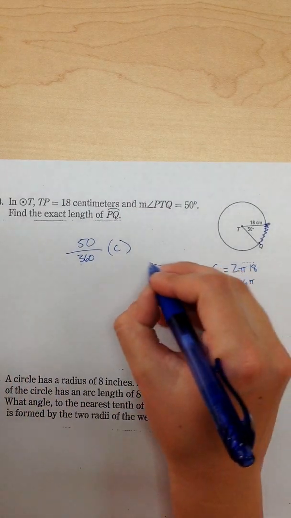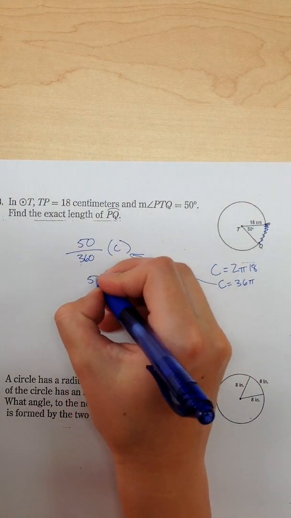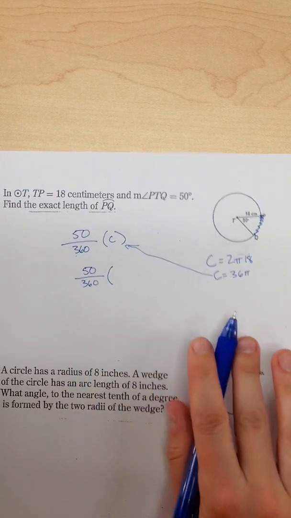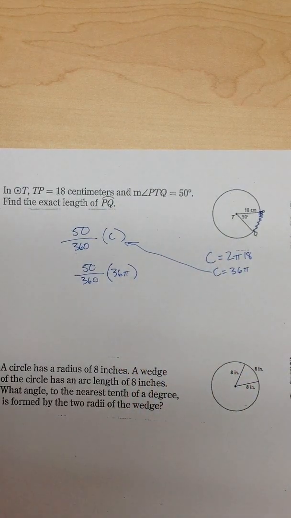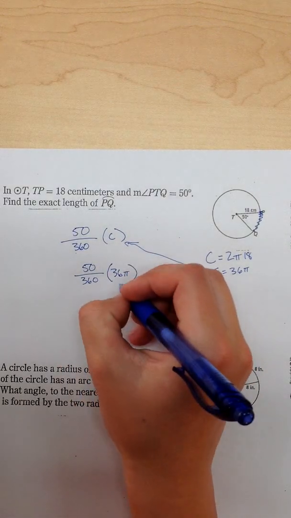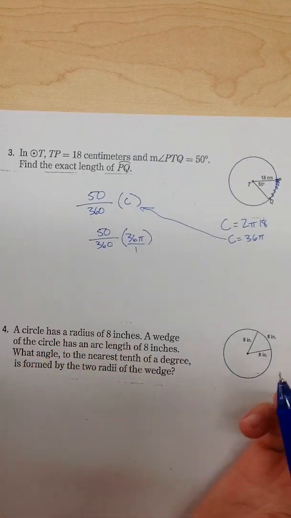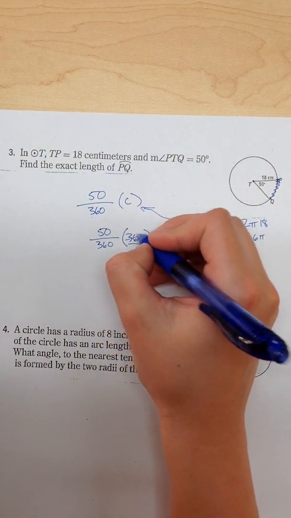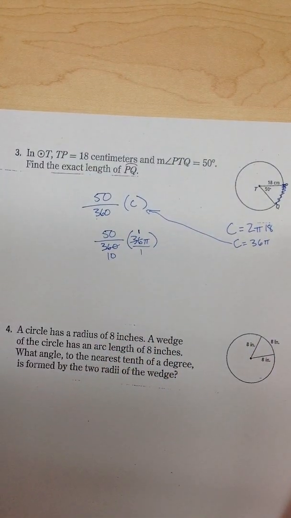So now I'm going to sub in my circumference with that fraction there. So 50 divided by 360 times my circumference that I just found, 36 pi. What I would do to keep this as exact numbers is treat this like a fraction as well by putting it over 1. And then look to see if there's anything I could reduce, which here 36 and 360, I could pull a 36 out of each of those, so that would be 1. And this would drop to 10.